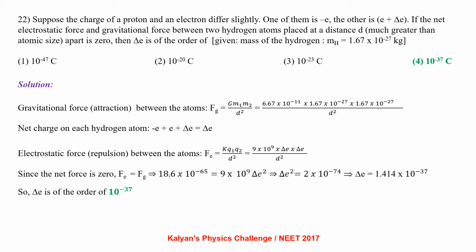Then substituting these values in the electrostatic force formula, we can calculate the electrostatic force. Since it is given that the gravitational force and electrostatic force are equal as the net force is 0, by equating these two forces, we get the value of delta e to be of the order of 10 power minus 37.